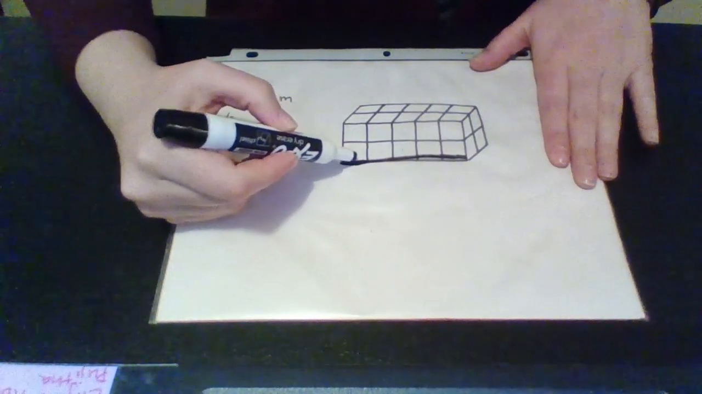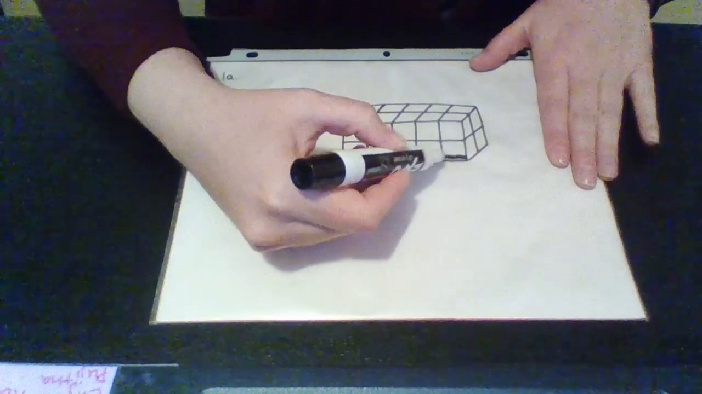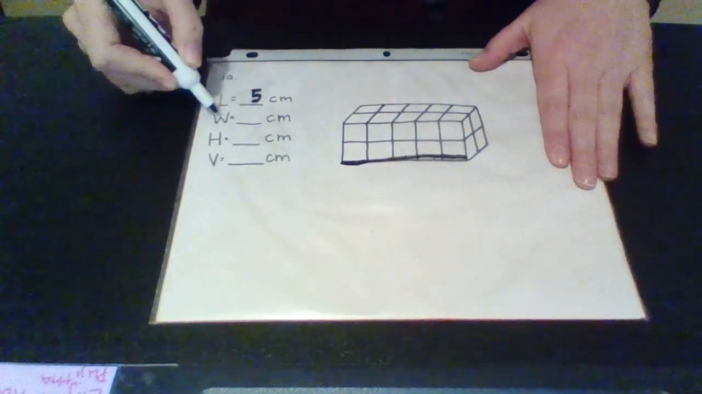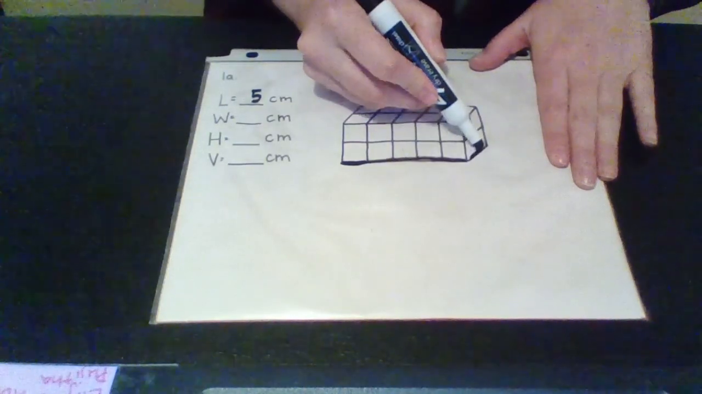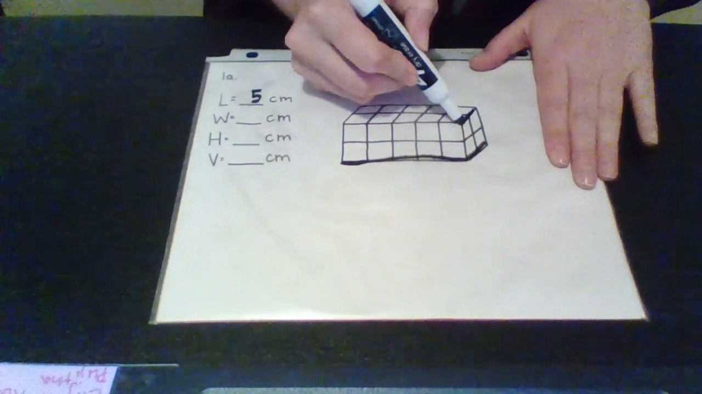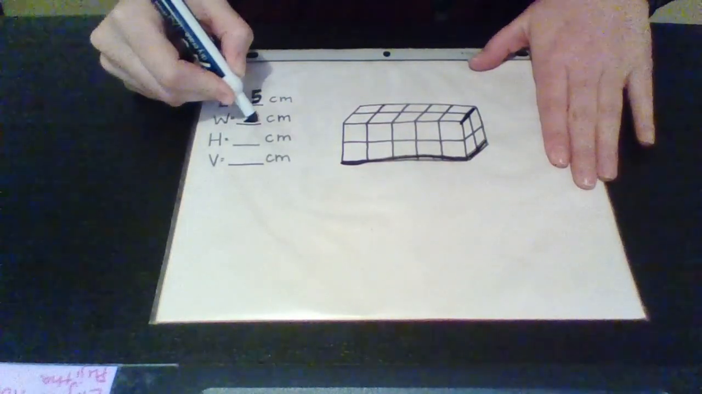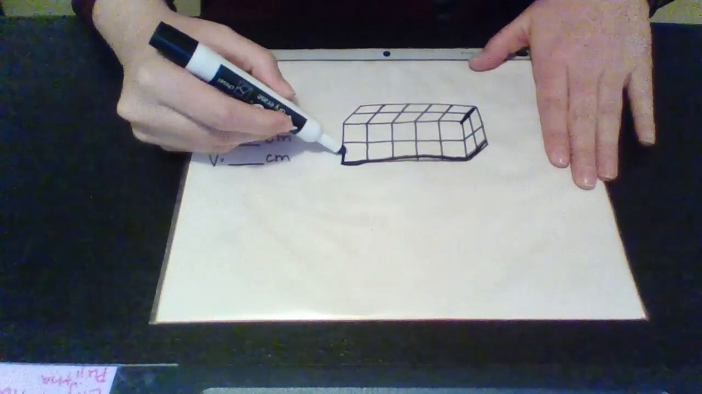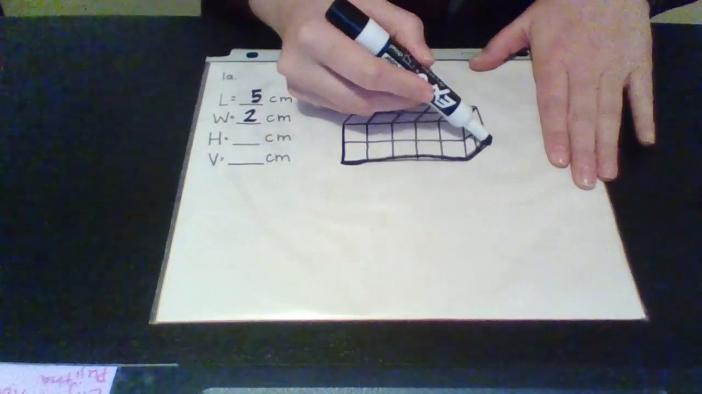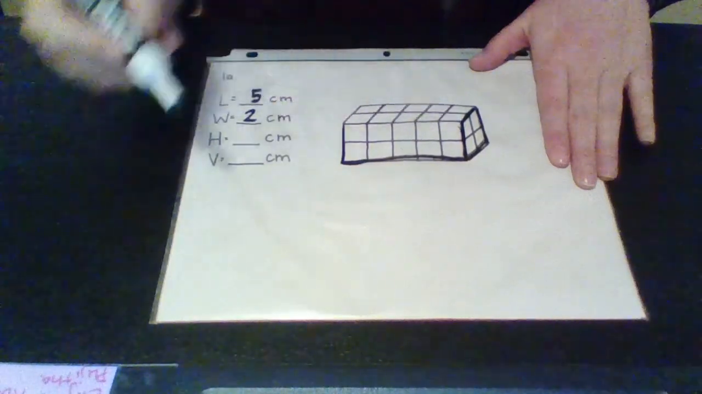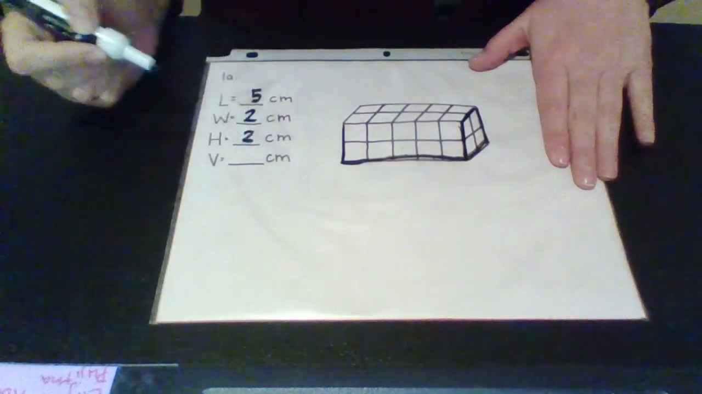So I can think of this as 1 centimeter, 2 centimeters, 3, 4, and 5. So I have a length on this shape of 5 centimeters, and the width is going to be this distance right here or even up here, and it's 2 cubes long or 2 centimeters. And then my height is this distance here or even back here or here. Either way, I count 2 cubes, which is 2 centimeters.